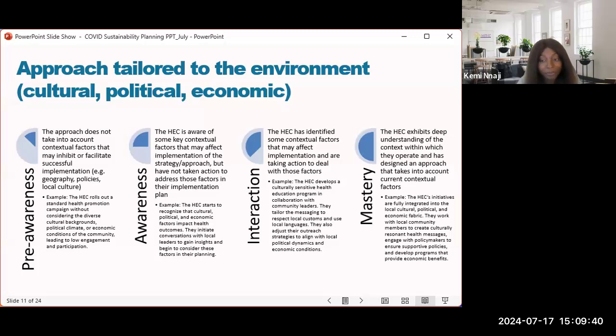So for example, the HEC's initiatives are fully integrated into the local cultural, political, and economic fabric. They work with community members to create culturally resonant messages, have awareness of policies in place, and have developed programs that provide economic benefits.